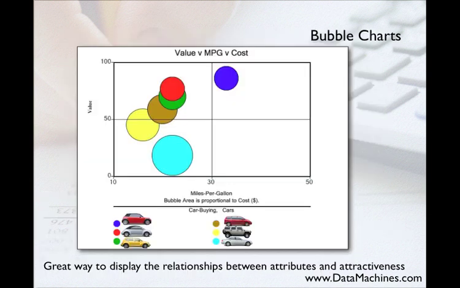Optsee bubble charts are another useful way to see the relationships between different attribute values and value scores. Here you can quickly see that the car with the highest value points also had the highest gas mileage and the lowest cost, and the car with the lowest value points had the highest cost but was in the middle range for gas mileage. You can also see how the other cars were ranked relative to gas mileage and cost.